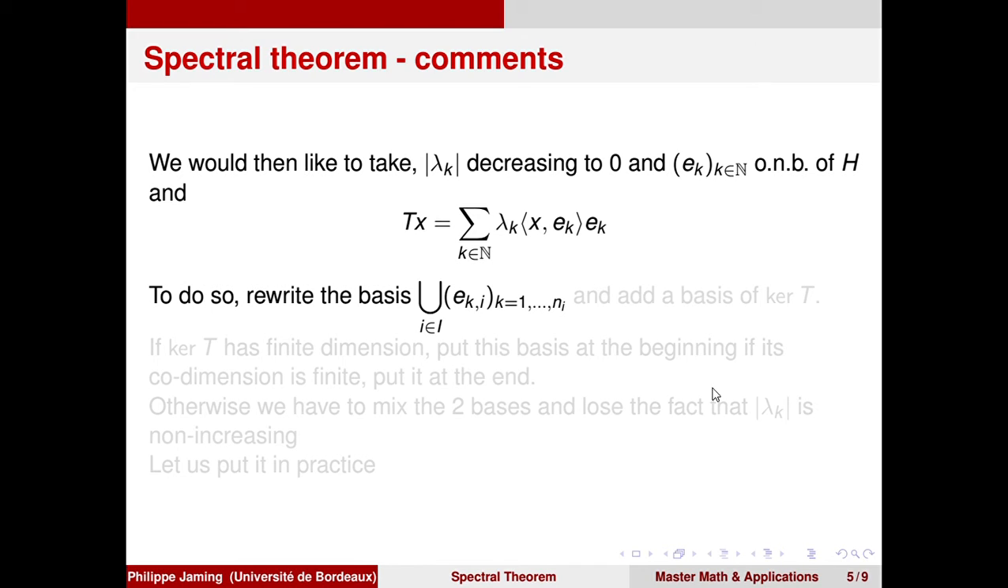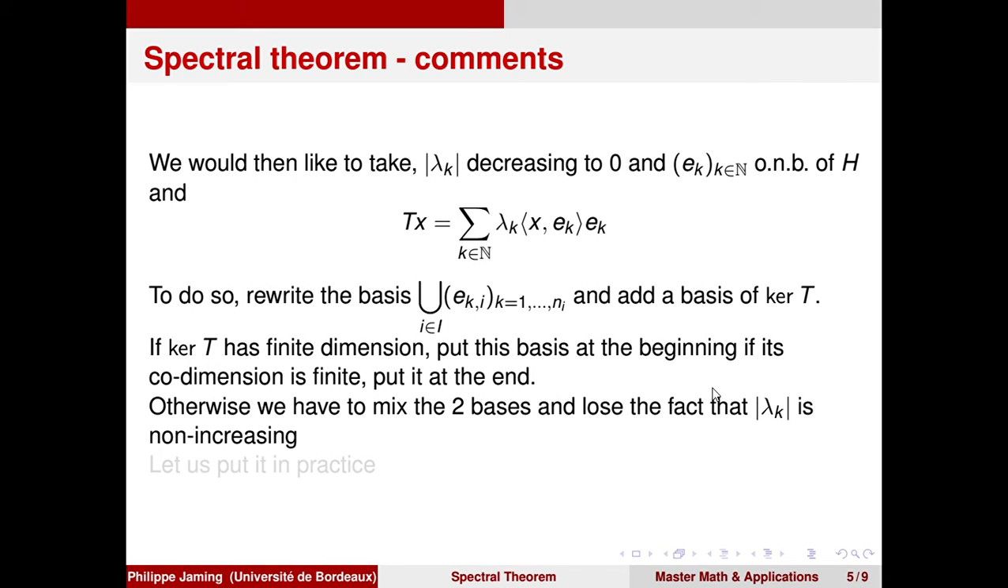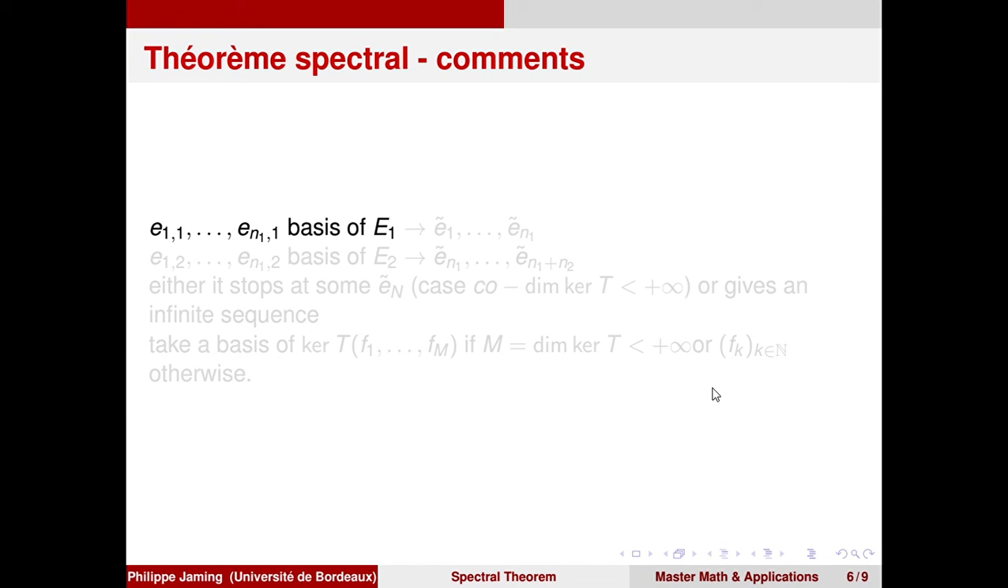So what we will do to write T in the previous form is that we will write each basis and unite them and add a basis of the kernel. If the kernel has finite dimension, we put it at the beginning. If it has finite codimension, meaning the previous union of e_k^i is finite, we put it at the end. Otherwise, we won't have the chance to do anything else than mixing the two bases, and then we lose the decreasing. In practice, this works as follows.